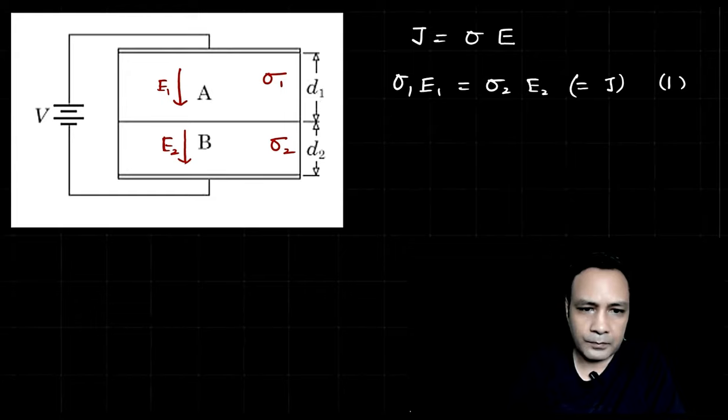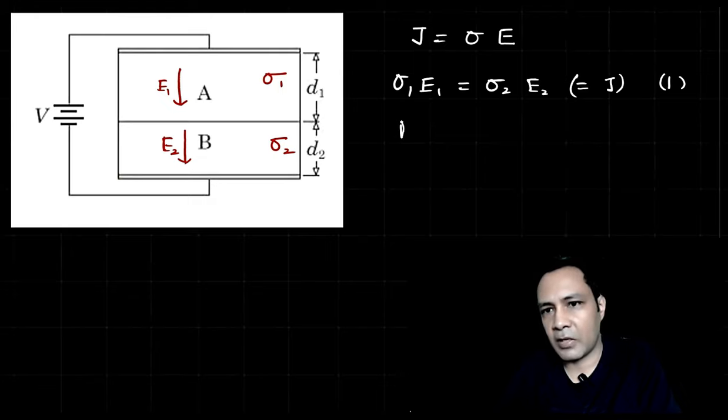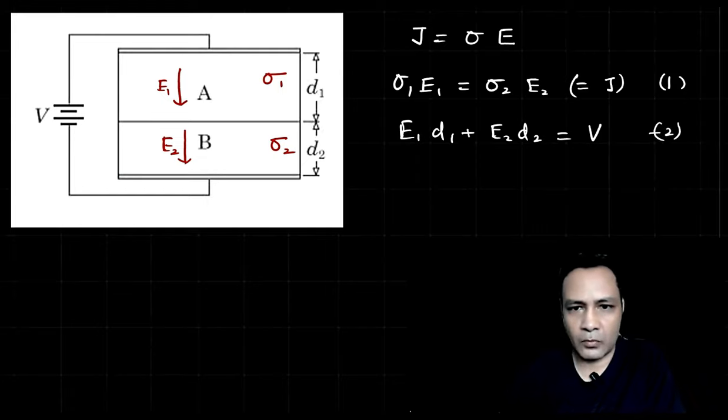And see, what is the potential difference from here to here? The potential difference across A is E1 into D1, and across B is E2 into D2, and the total potential difference from here to here is V. So another relation is E1 D1 plus E2 D2 is equal to V. From these two relations we can find both E1 and E2.